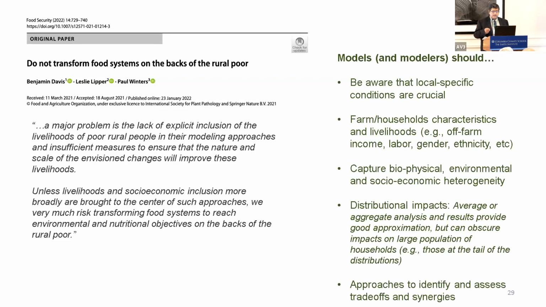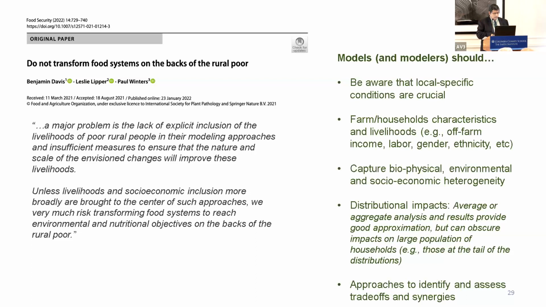Average or aggregate analysis and results provide a good approximation, but can really obscure the impacts on a large population of households, especially those that are at the tails of the distributions, right? And then also being able to have approaches that can identify and assess trade-offs and synergies.